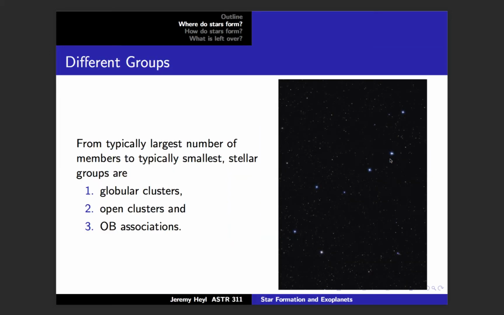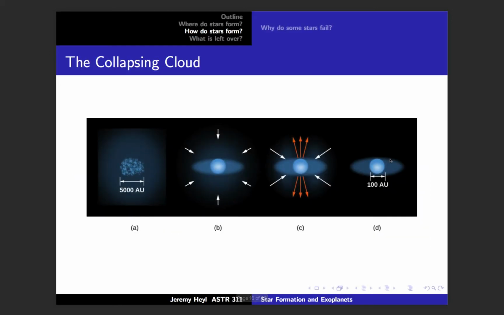And the biggest ones are the globular clusters, which can have hundreds of thousands or millions of stars. We've looked at pictures of those, and that's what your HR diagram was from last week, for 47 Tuc. So in your tutorial, you'll work with an HR diagram for an open cluster, I believe for the Pleiades in fact, and a globular cluster, NGC 6397.